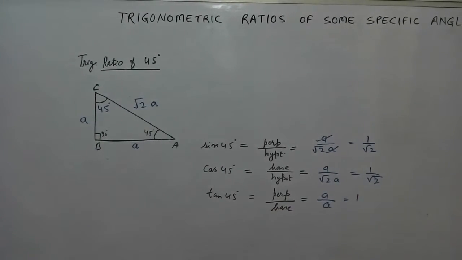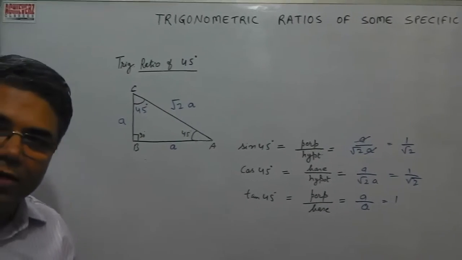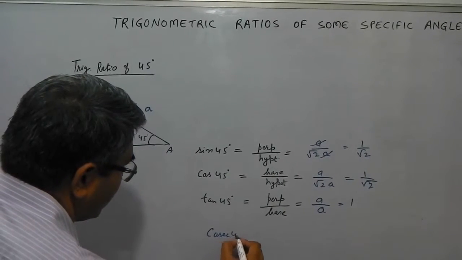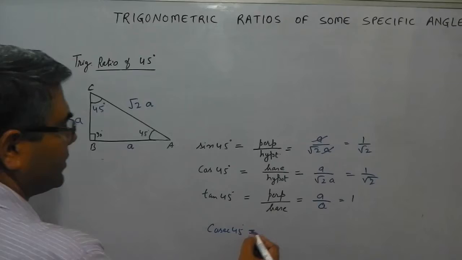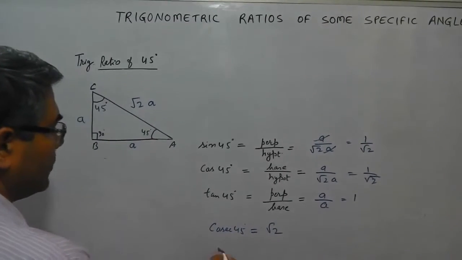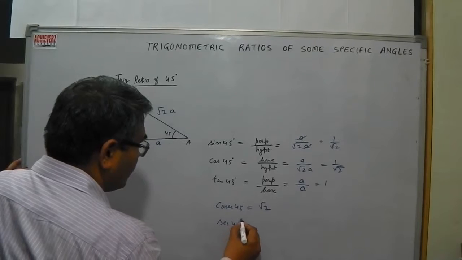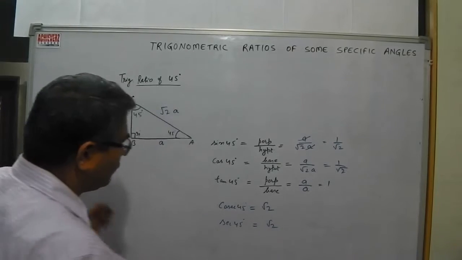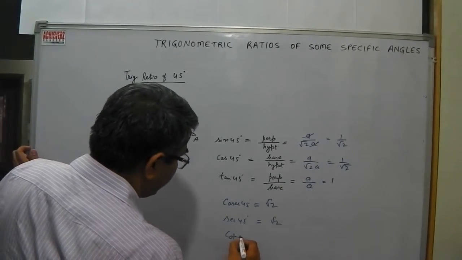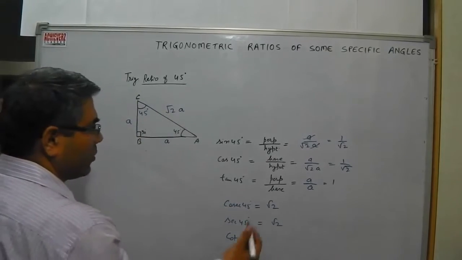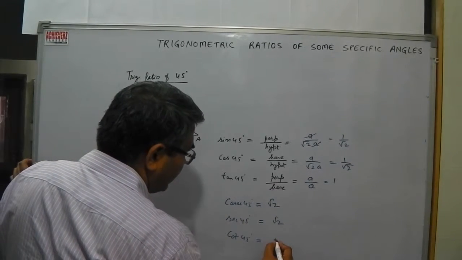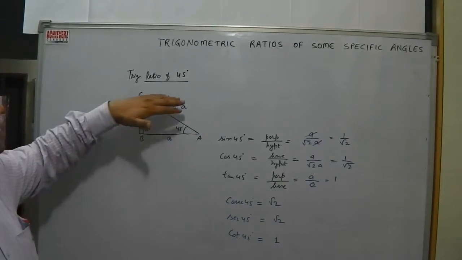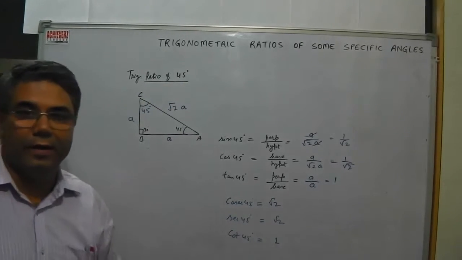Remaining trigonometric ratios you can easily find out because you know cosec 45 will be reciprocal of this, so it will be root 2. Sec 45 will be reciprocal of cos 45, so it will be again root 2. Cot 45 will be reciprocal of tan 45, that will be again 1. So these are the trigonometric ratios for angle 45 degree.